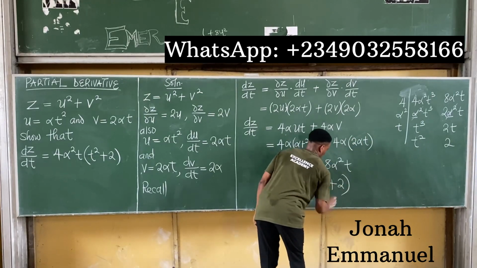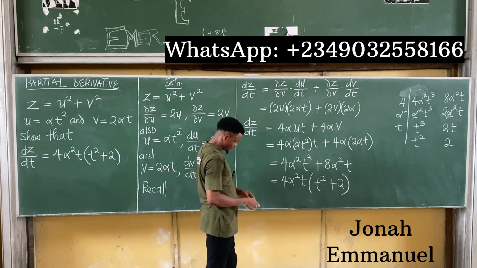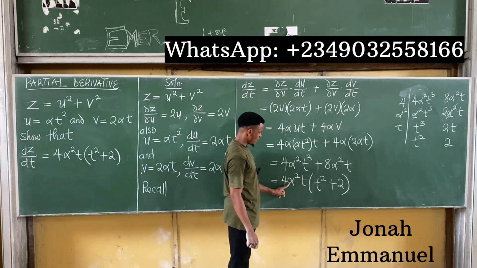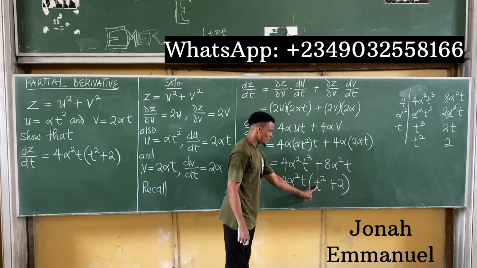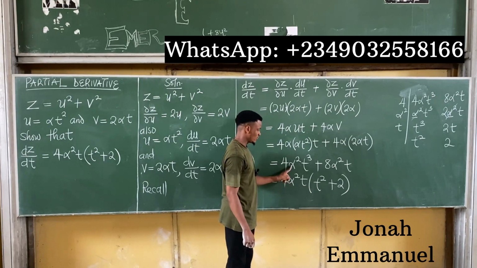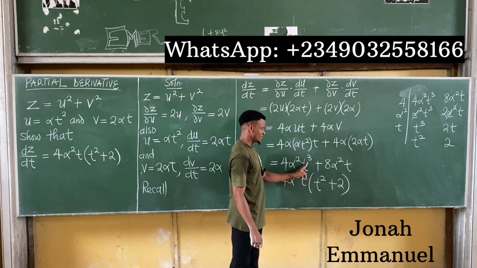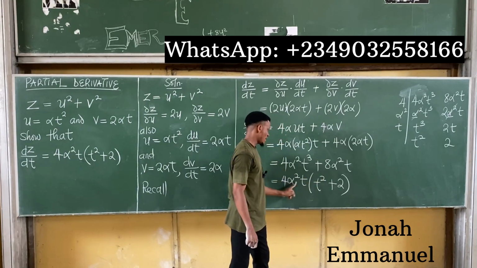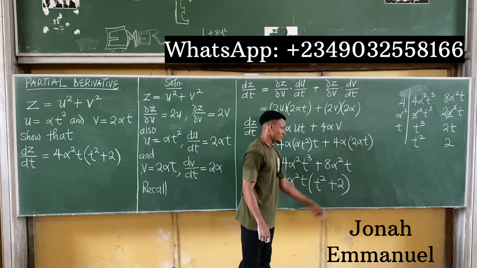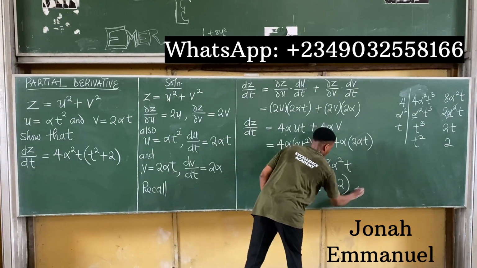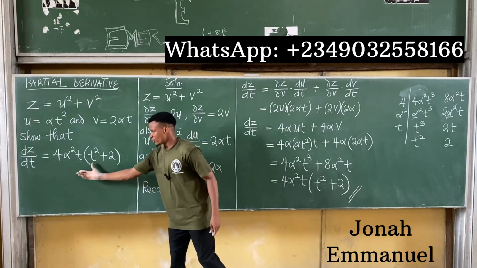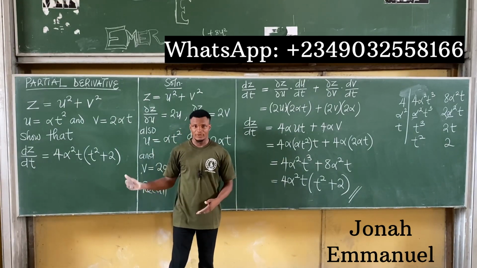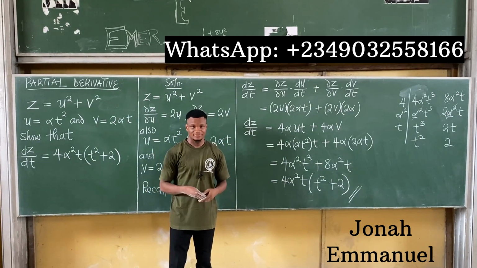Right, to confirm that your answer is correct, 4 alpha squared t times t squared gives you 4 alpha squared t cubed plus 4 times 2, 8 alpha squared t. So this is correct. So from here, you can see that we've correctly proven our question. So this is how we prove this question.